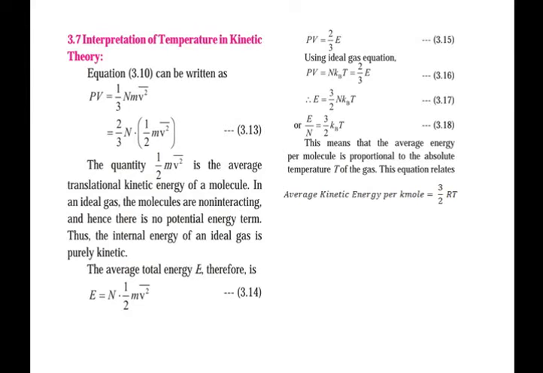Now the bracketed term is nothing but the average kinetic energy. Now the same equation can be written as 3 by 2 n kB into T, or I can write the average kinetic energy per kilomole as 3 by 2 R into T.